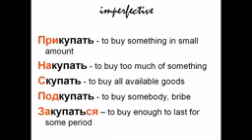And some imperfective examples. Прикупать. To buy something in small amount. Накупать. To buy too much of something. Скупать. To buy all available goods. Подкупать. To buy somebody, to bribe. Закупаться. To buy enough to last you for some period.